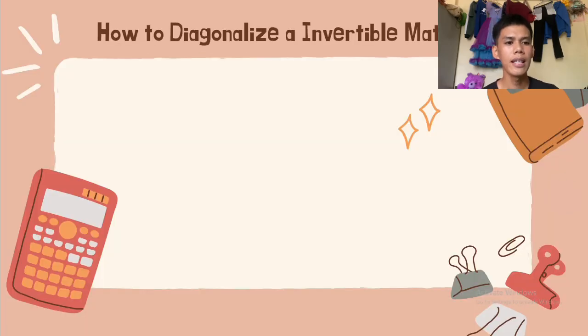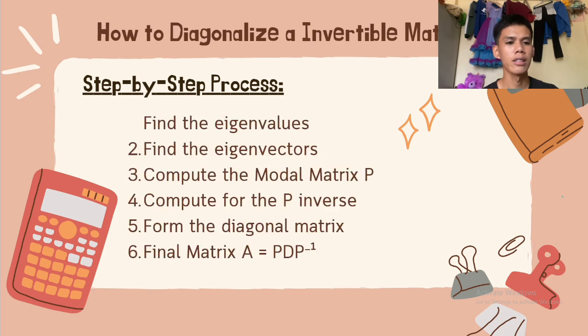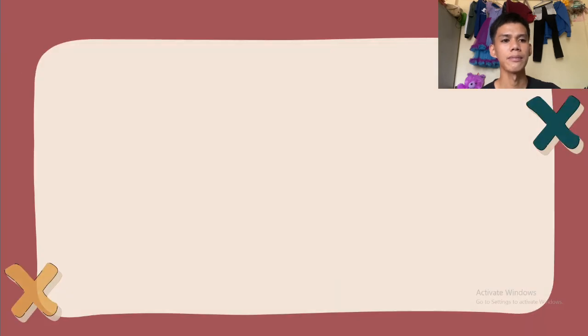How to diagonalize an invertible matrix? Step-by-step process. 1. Find the eigenvalues. 2. Find the eigenvectors. 3. Compute the modal matrix P. 4. Compute the P inverse. 5. Form the diagonal matrix. And 6. Final matrix A equals PDP minus 1.